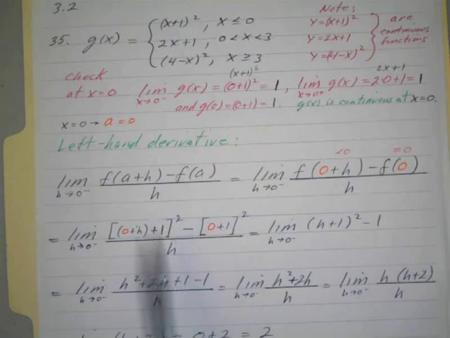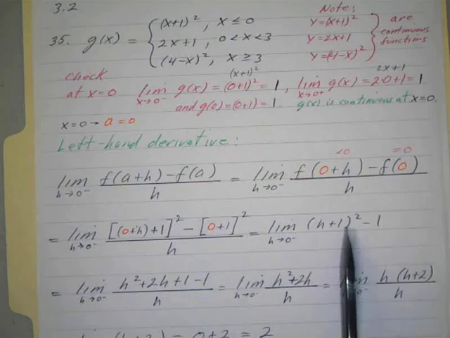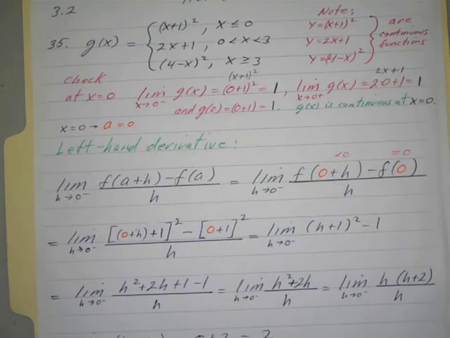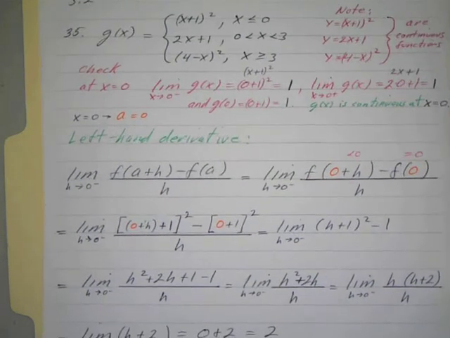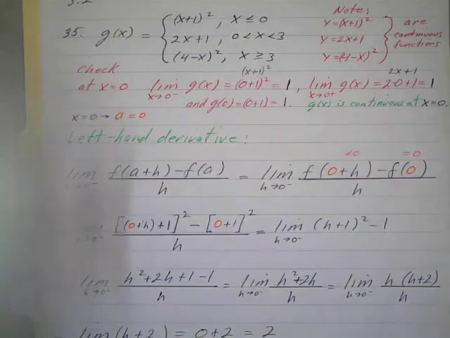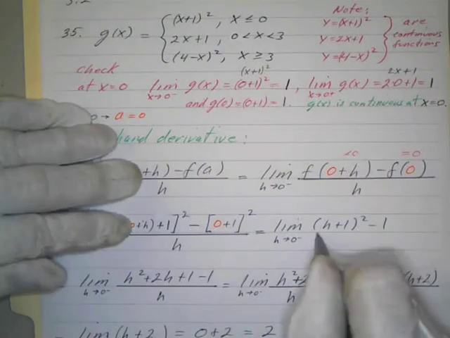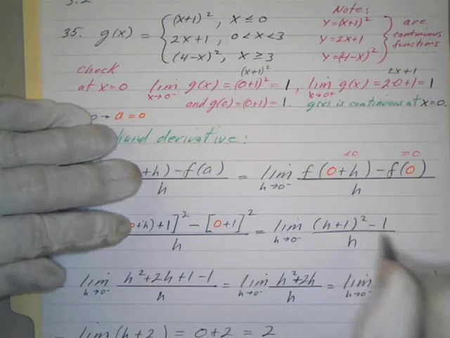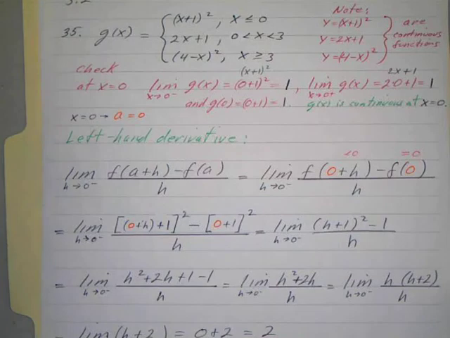Then we remove this. 0 plus h is just h, so I got h plus 1 squared, and then minus, and then I just have 1 squared, which is 1. Then I could square this, that's all over, pardon me, forgot that, that's all over h. There you go, it's all over h.